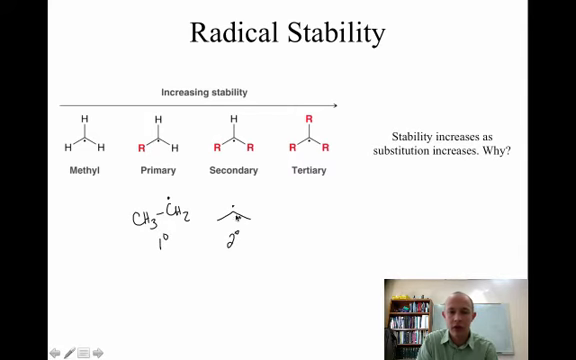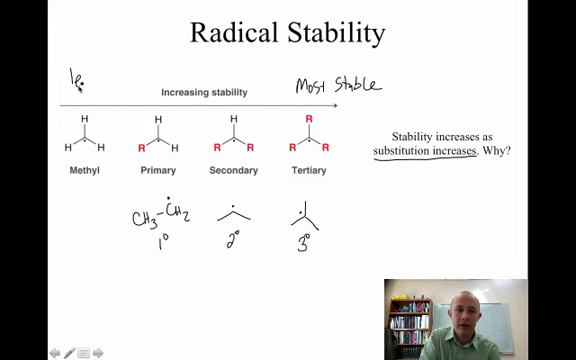A secondary radical would be something like this. Now we have 2 carbons bonded to the carbon that has an unpaired electron. A tertiary radical would look something like this, right? So as substitution increases on our radical, the stability is going to increase. Tertiary will be the most stable, whereas methyl will be the least stable.